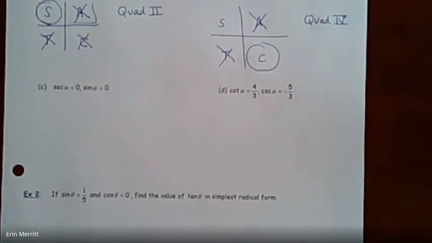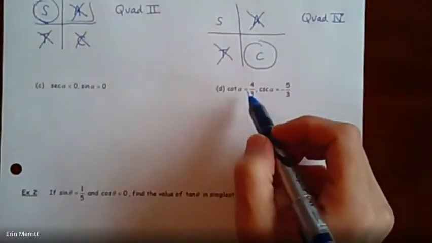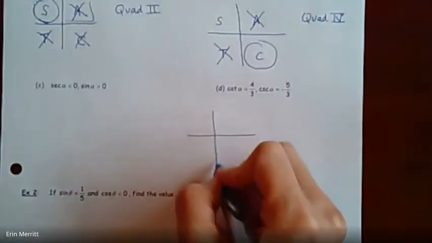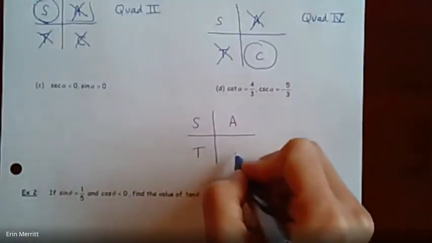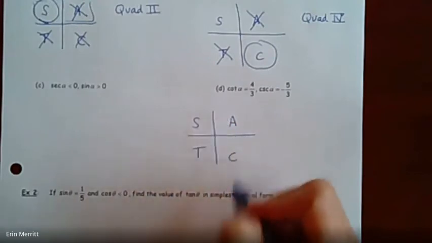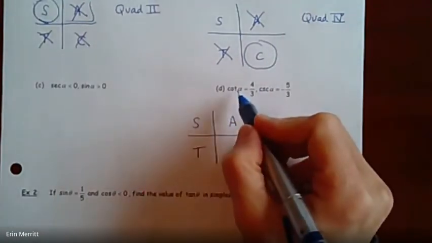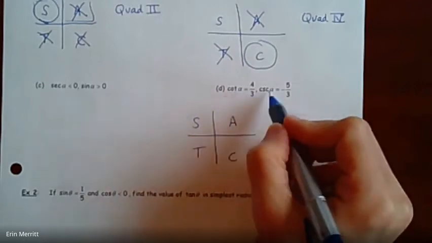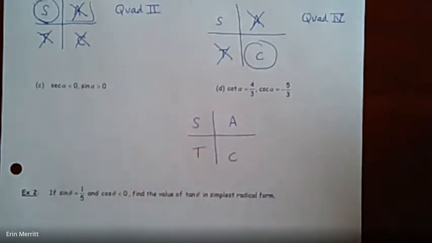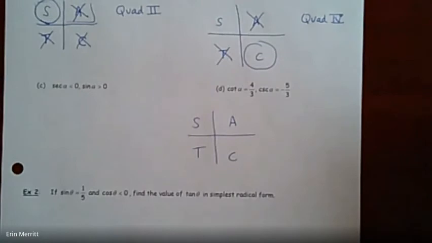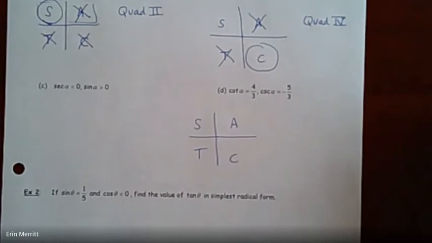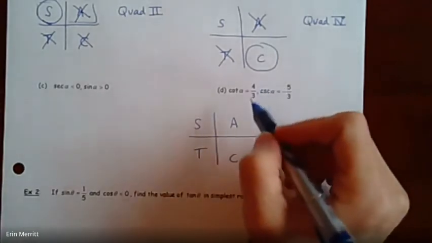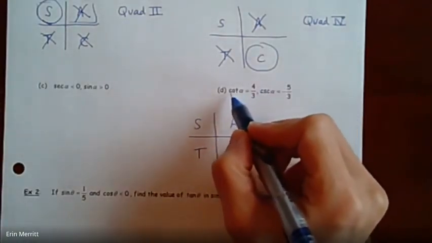If we do one more of these, we've got C and D. Maybe let's go with D, just because that one's a little bit different. So again, A, S, T, C. All students try cheating. All right. This one I wanted to look at specifically because you're given the reciprocal functions. So they're telling you about cotangent and about cosecant, which neither one of those represents the C on the chart. So I would strongly suggest right beneath it or above it writing which trig function that goes with.